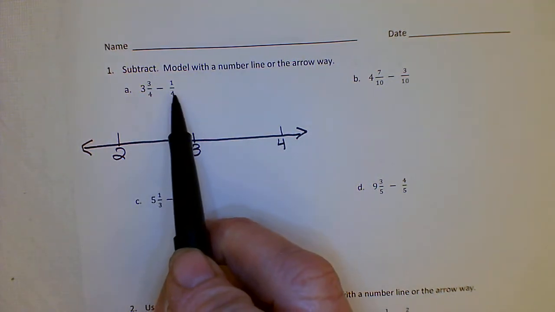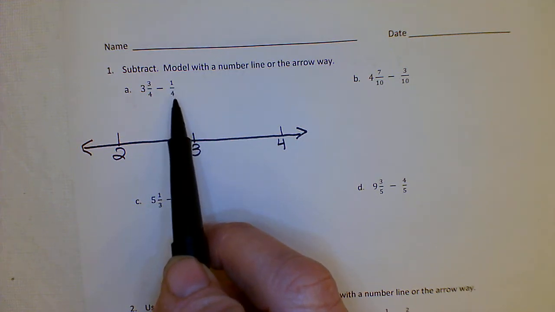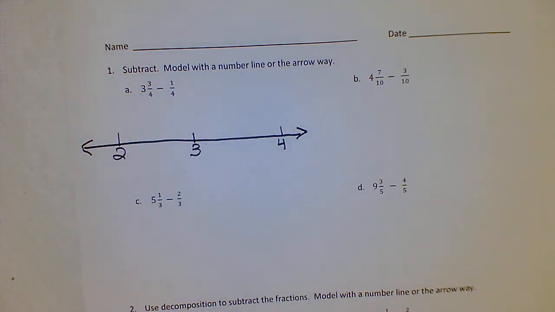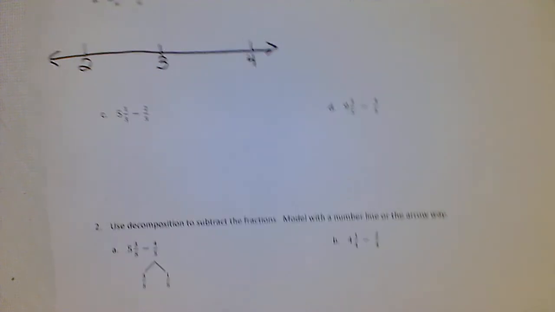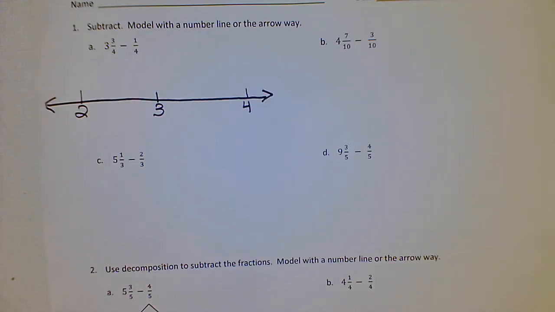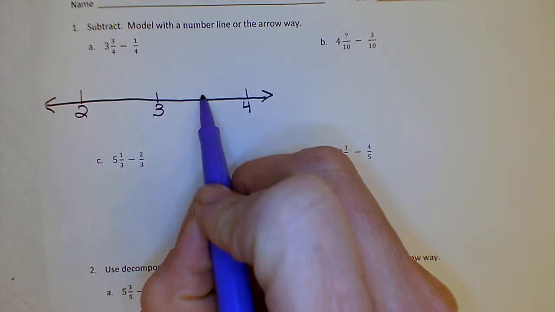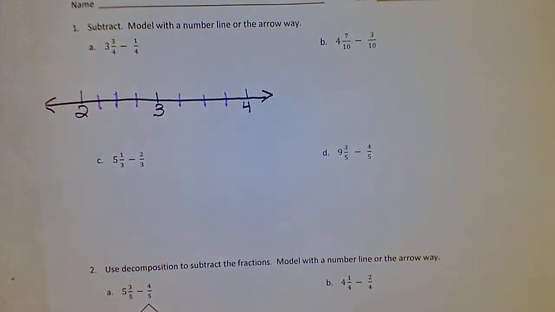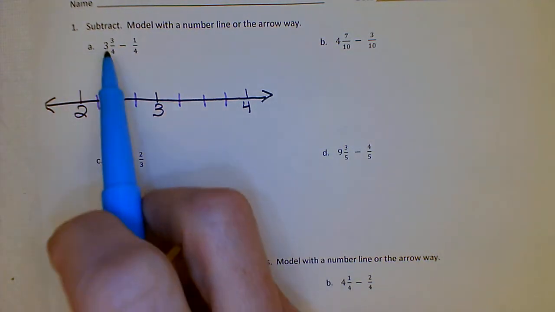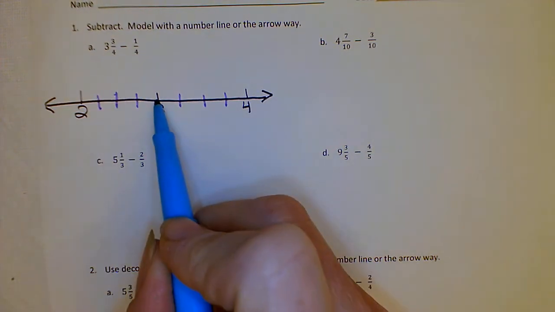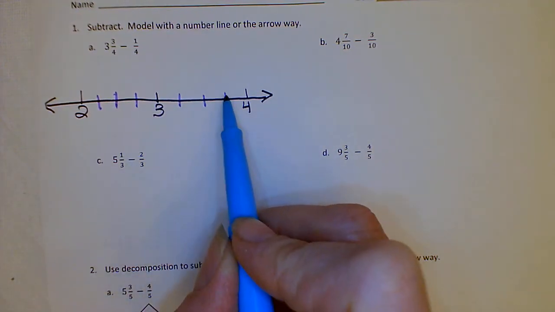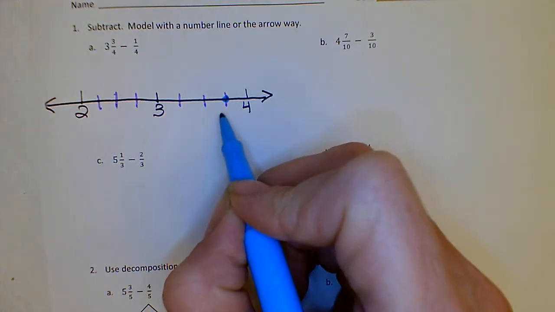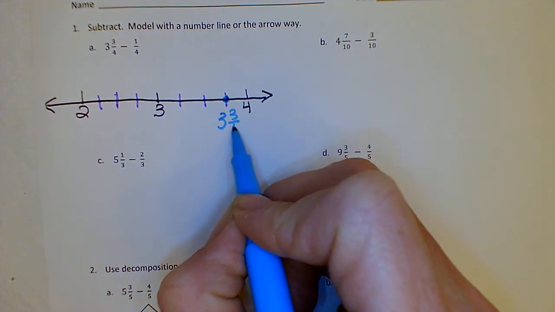And then I have to decompose that or partition it into fourths. So let me go ahead and do that. I'm sorry, that's not really even. Sorry, caught that. So let's go ahead and put in our fourths. Again, denominator is 4, so we need to mark off fourths. Try and get them as even as you can. And now we have to show where we're starting. So we're starting at 3 and 3/4. So here's 3, 1, 2, 3/4. So this is 3 and 3/4.